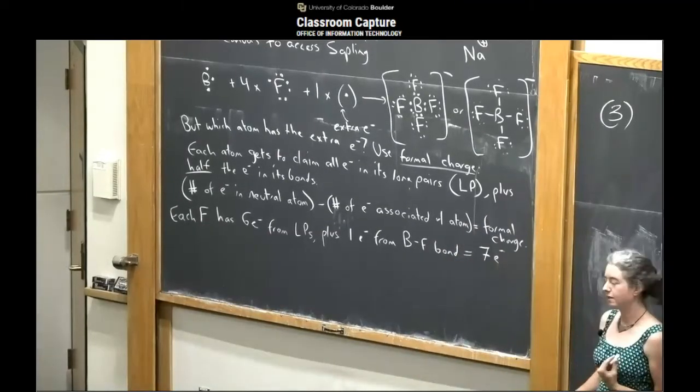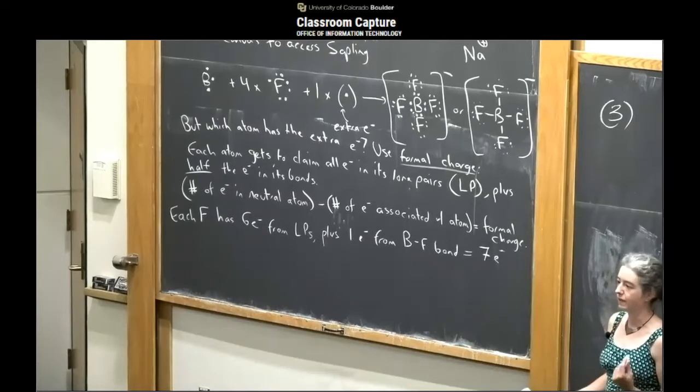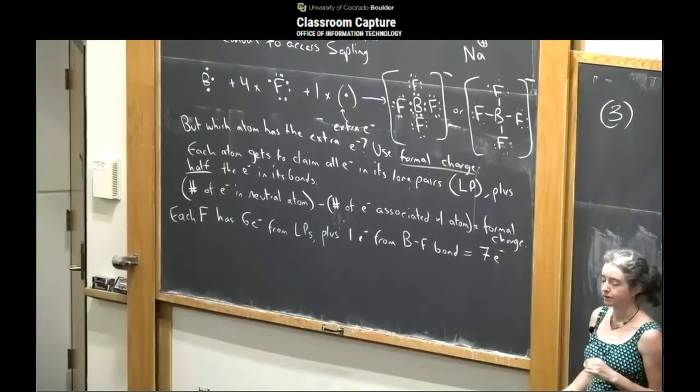Based on where it is on the periodic table, how many electrons does fluorine have as a free atom? 7, right? Yep.